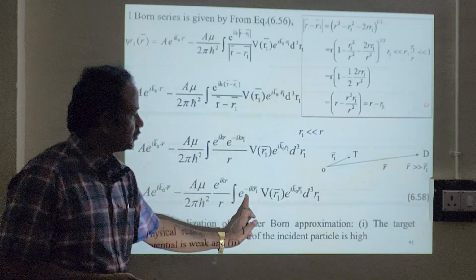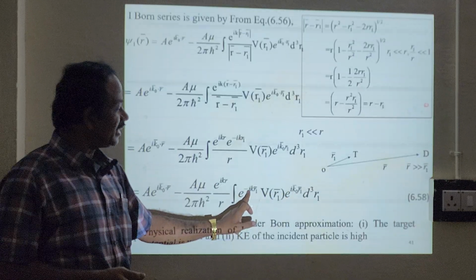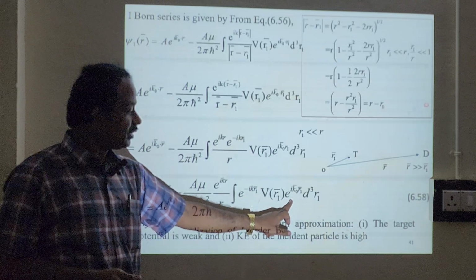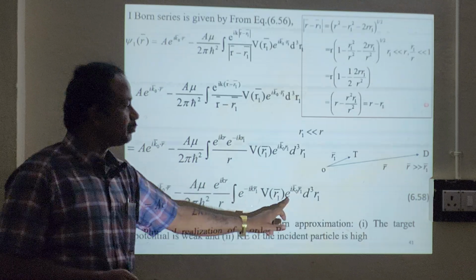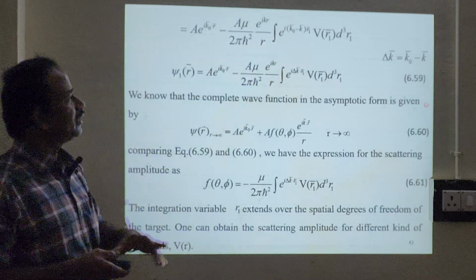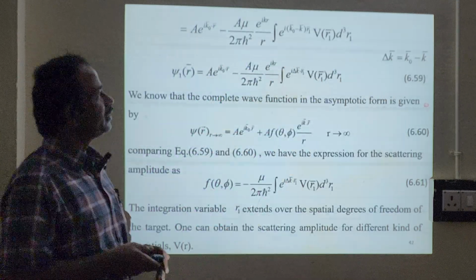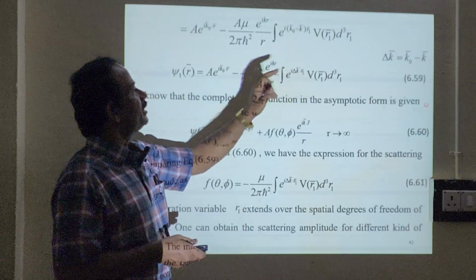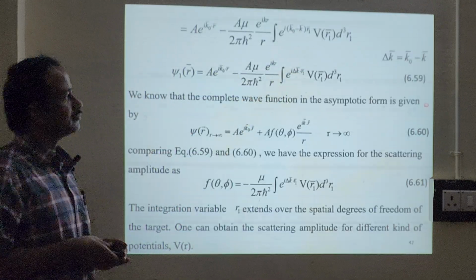Now I am going to combine these two, e power i k r and e power i k naught r1. Combining these two will give us e power i k naught minus k. K naught minus k is replaced by del k. Other terms, let them be like this.